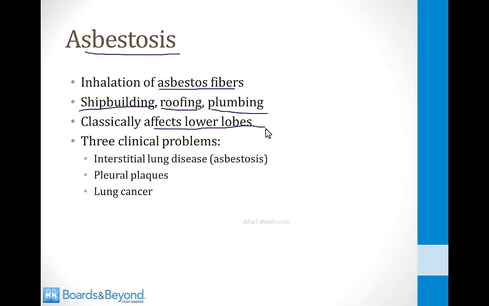So this is different than the other two occupational lung disorders, which affect the upper lobes. And patients who inhale asbestos fibers essentially get three clinical problems. The first is they get interstitial lung disease, which is what asbestosis is. They also develop pleural plaques, and then finally they develop lung cancer.